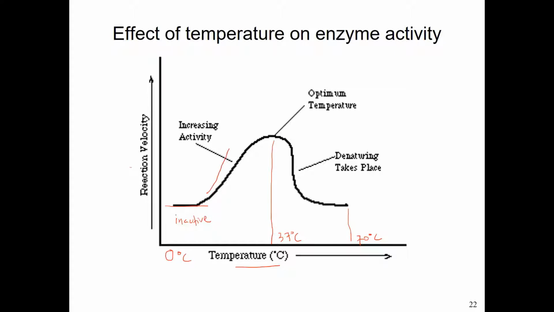As the temperature increases, enzyme activity also increases up to an optimum temperature. The optimum temperature is when the rate of enzyme activity is at its greatest. The highest rate of enzyme activity takes place at the optimum temperature. If you increase the temperature beyond the optimum temperature, you see that the enzyme activity starts to decline.